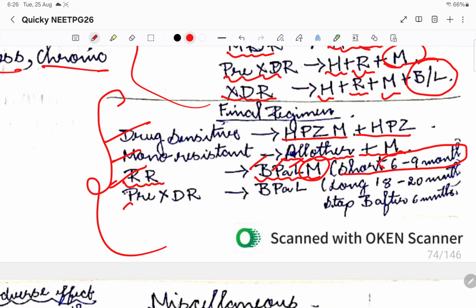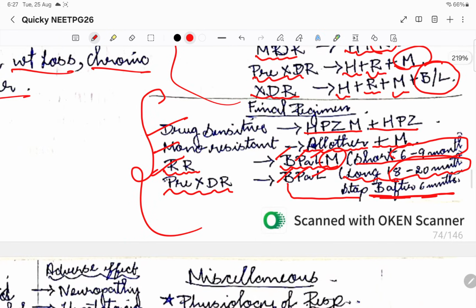If it is pre-XDR, meaning the moxifloxacin was also resistant, right? So that is why we are going to go for bedaquiline, pretomanid, and linezolid. This is for the long term, that is an 18 to 20 months regimen. But please remember, in the long regimen, bedaquiline is stopped after 6 months.